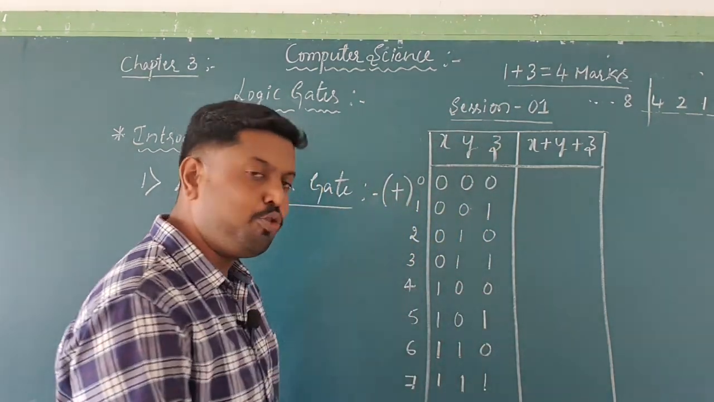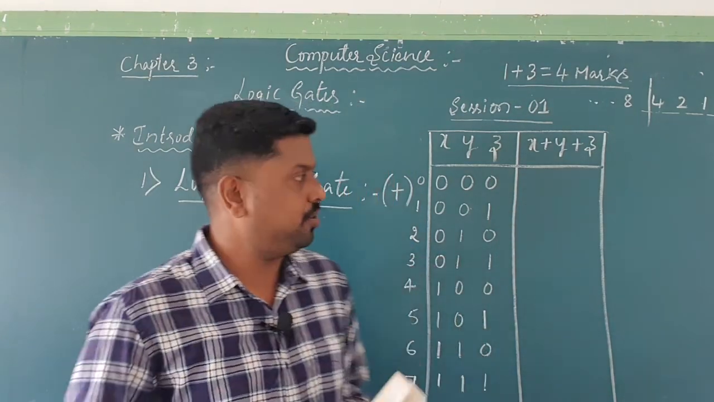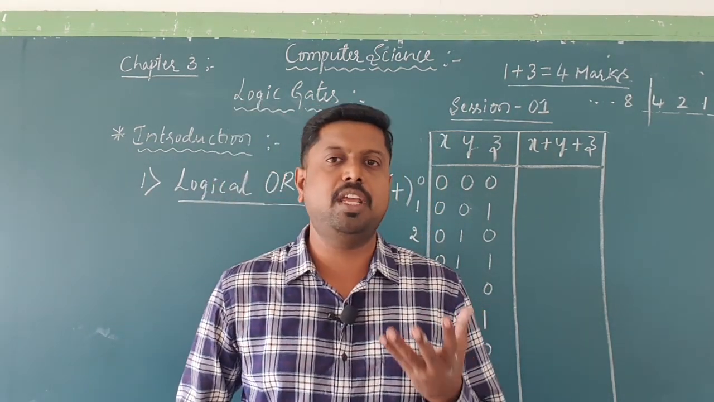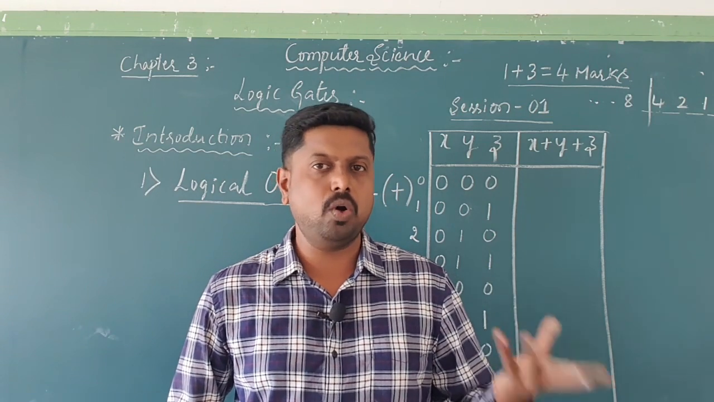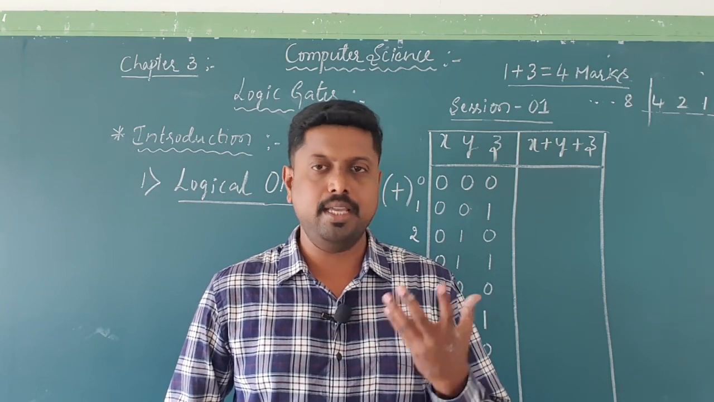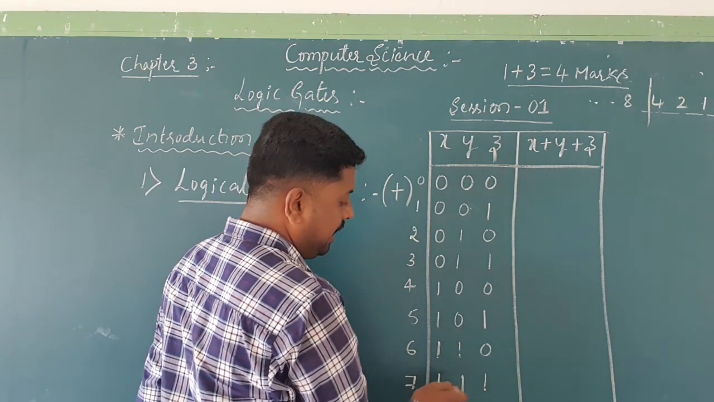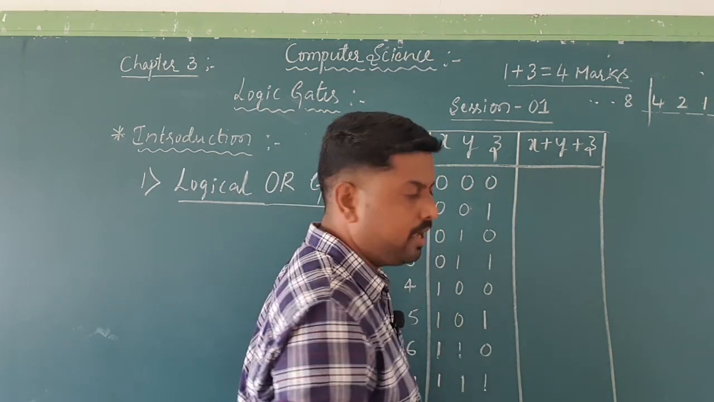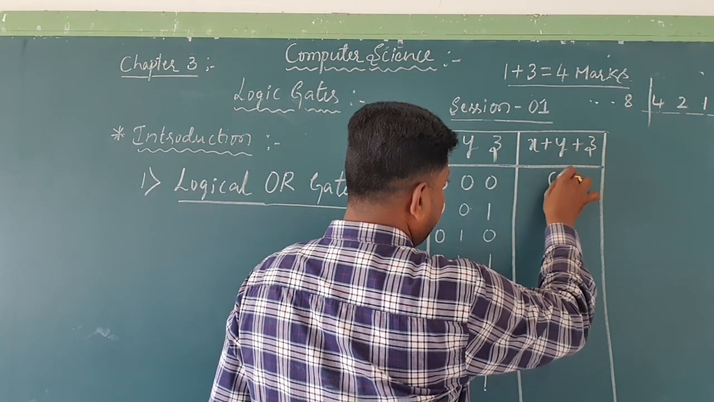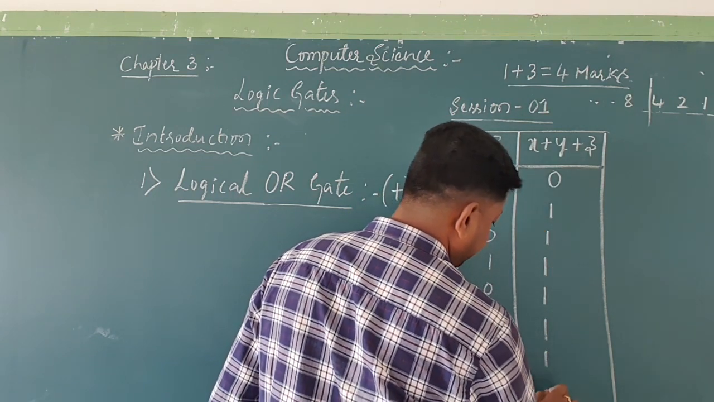Now I will write the output with the help of the binary addition rule. According to binary addition, if any one input is high, then the result is also high. Any one input is 1, the result is 1, otherwise it is 0 only. So in almost all the cases the result is high, and only in one case, when all inputs are 0, the result is 0. All other outputs are 1 only.